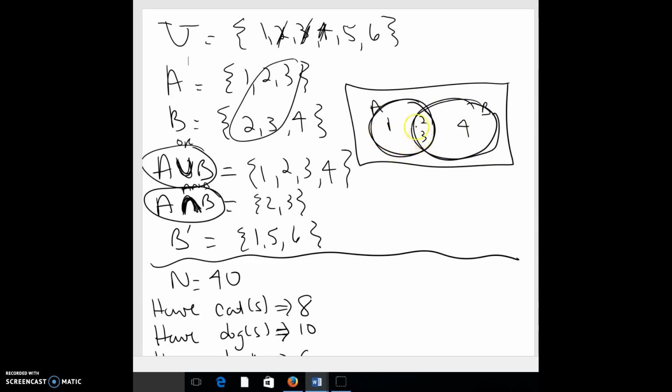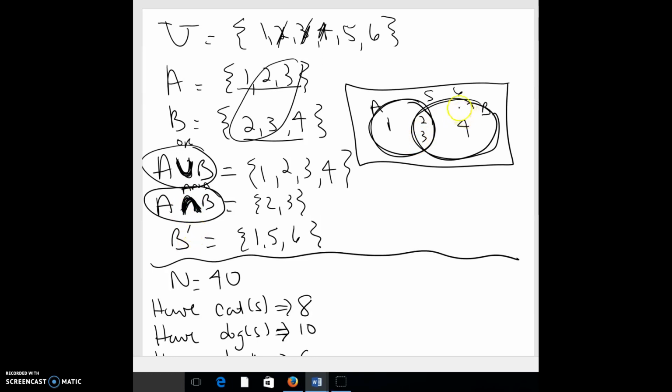So do you see how set A has 1, 2, 3? Set B has 2, 3, 4. All right. And then the universal set has all of these numbers, 1, 2, 3, 4, 5, 6. So far I've written 1, 2, 3, 4. So that means 5 and 6 are out here. So where's the union? It would be 1, 2, 3, 4. Where's the intersection? 2 and 3.